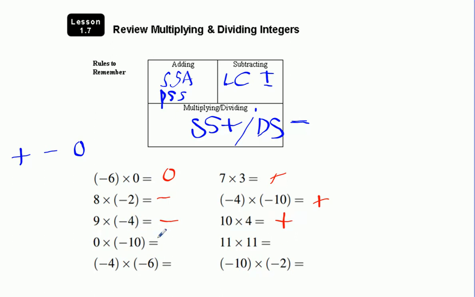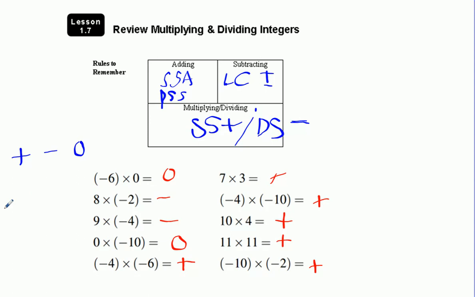0 times negative 10, well, anything times 0 is just going to be 0. 11 times 11, those two numbers are both positive, so my answer will also be positive. Negative 6 times negative 4, those are the same signs, so my answer will also be positive. And my last one's negative 10 times negative 2, they're both negative numbers. They have the same sign, so my answer is going to be positive. So far, so good.